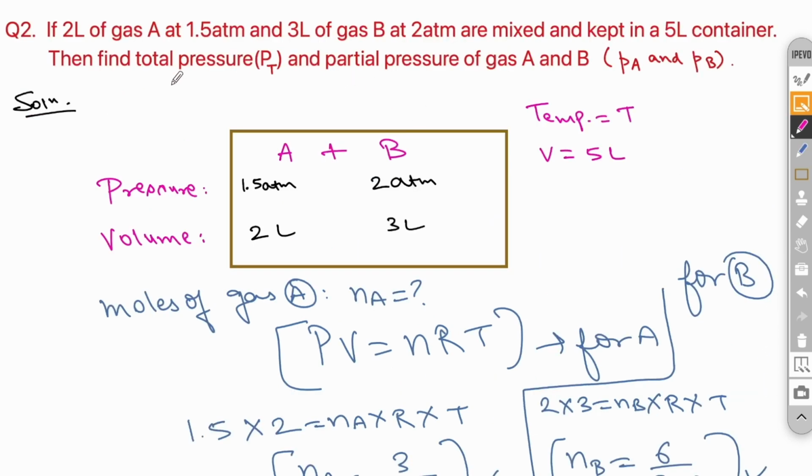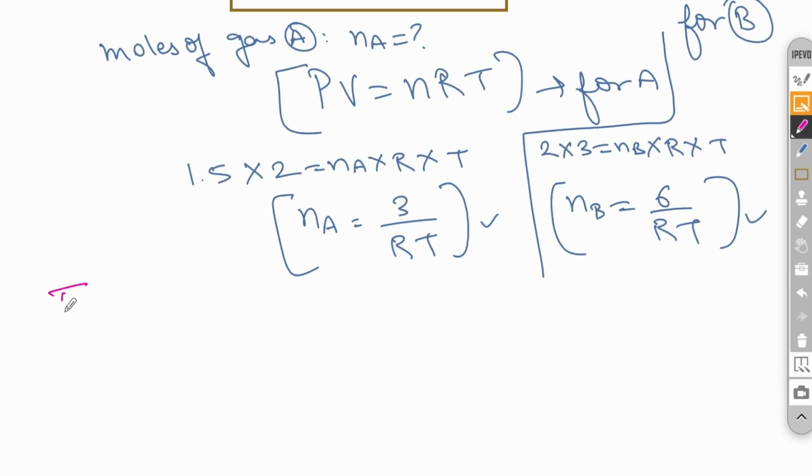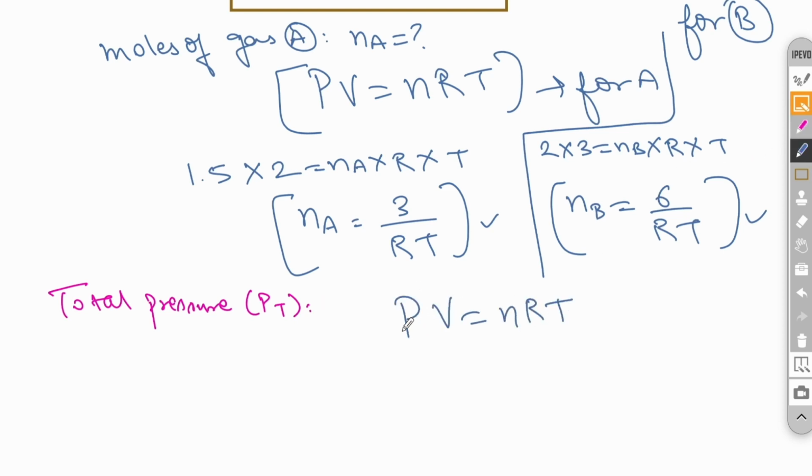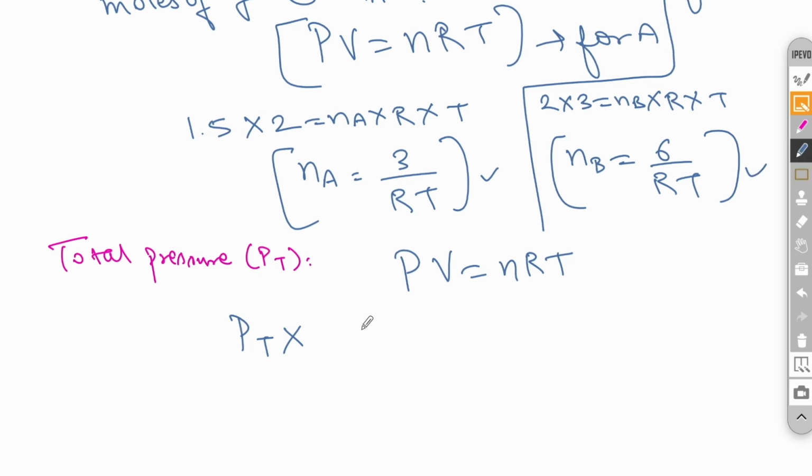Now we have to find the total pressure and partial pressure of these gases, right? So for determining it, we'll write the total pressure, that is PT. We can determine it by using the ideal gas equation itself. So PV is equal to nRT. Here total pressure will be multiplied by volume, which is given to us, that is 5 liters. So we'll write 5 is equal to moles. We'll take total moles here, moles of gas A plus moles of gas B, and multiply it by RT.